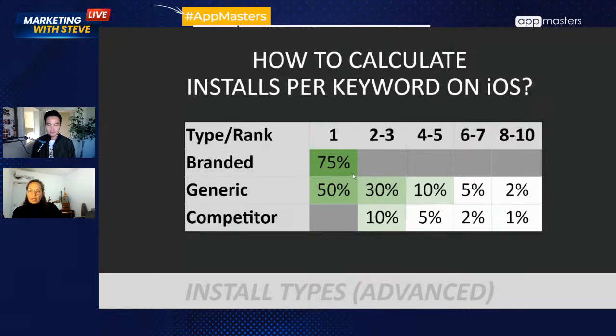Okay. So for generic keywords, if you're ranked number 1, you're going to get roughly 50%. 2, 3, 30%, 4, 5, 10%, 6, 7. So only inside the top 10, right? And for competitor keywords, you're usually not number one, but number one will also be around 10%, 4, 5, 5%, 6, 7, 2%, 8 to 10, 1%, right?